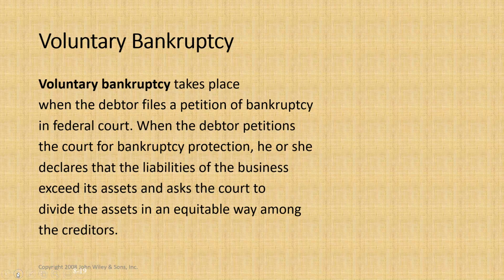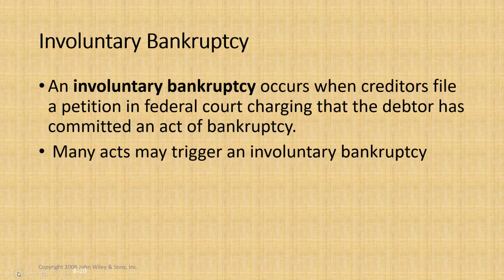Voluntary bankruptcy takes place when the debtor files a petition of bankruptcy in federal court. So this is bad. When the debtor petitions the court for bankruptcy protection, you have to consider your liabilities and your assets for your company. This is just another way to consider how bankruptcy can be very detrimental to your business. Another one, involuntary bankruptcy, occurs when a creditor files a petition. There again, these are just two ways to think about bankruptcy. In addition to Chapter 7 and Chapter 11, there are different types.